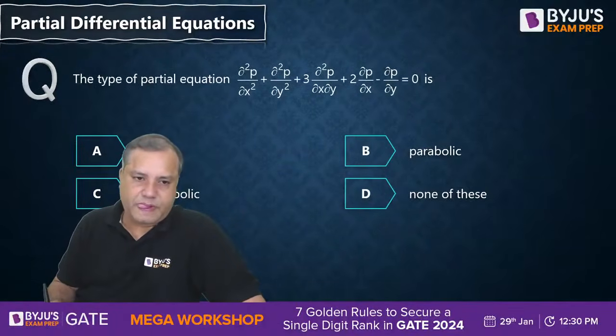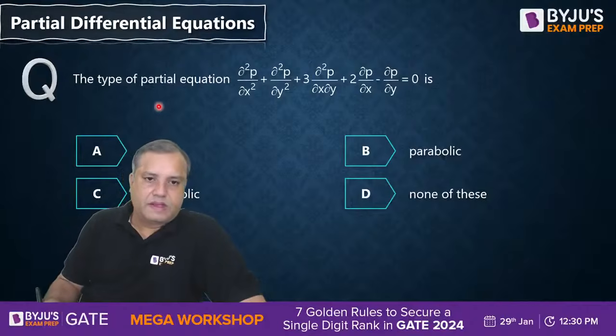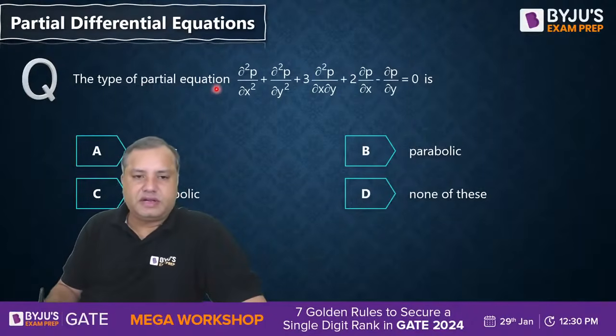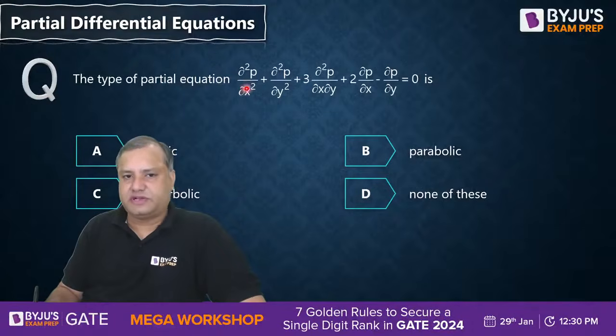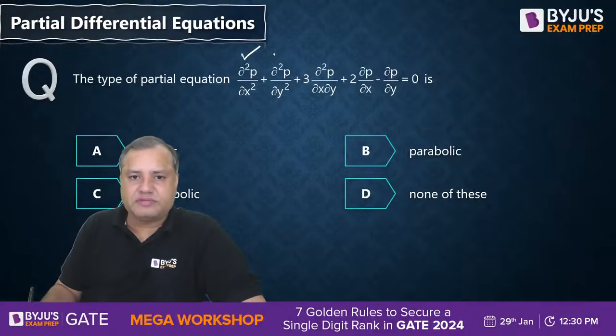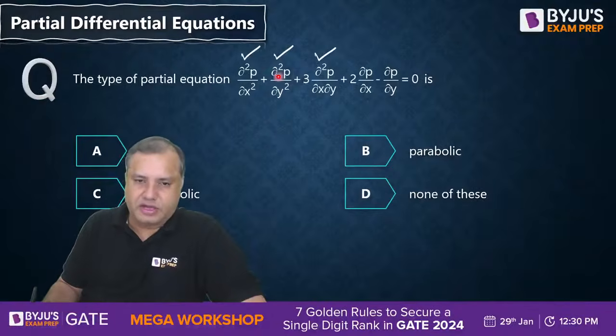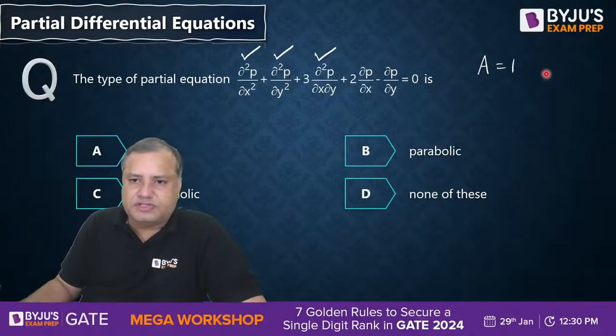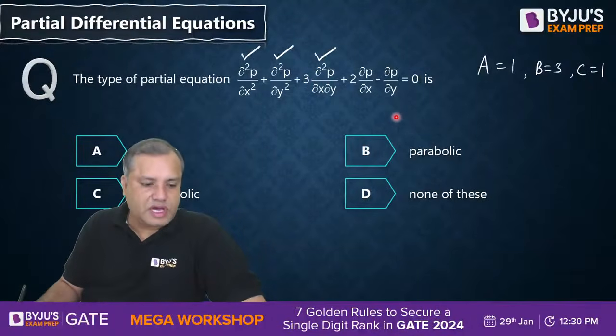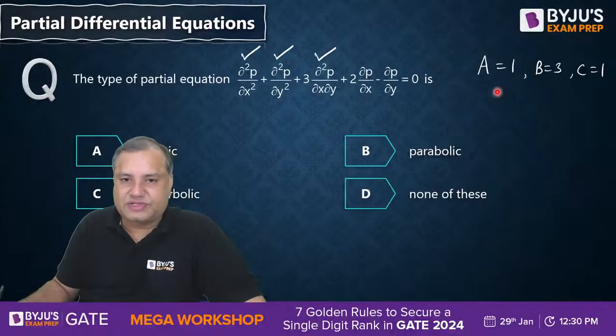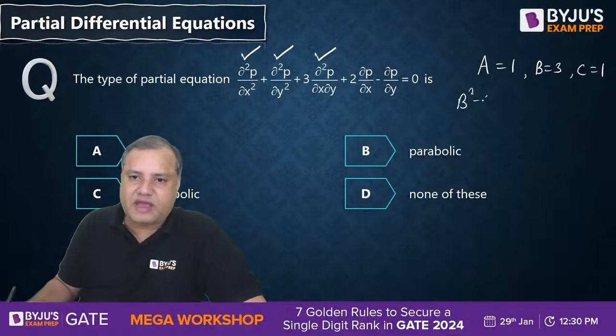Now see this. The type of partial differential equation. This is a second order derivative term. This is also second order. This is also second order. Okay. So del square p by del x square will give you A. Del square p by del y square will give you C. And del square p by del x del y will give you B. Okay. Yes. So students, just calculate b square minus 4ac.